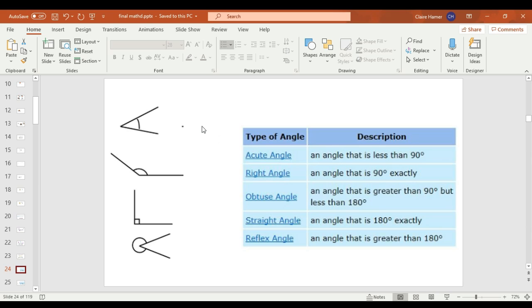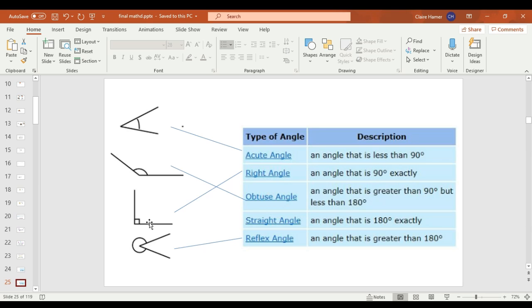Okay, I'm going to show you the answers so you can see how well you've done. So an acute angle is an angle that is less than 90 degrees. So this is an example of an acute angle. This one's an obtuse angle. Obtuse angles are greater than 90 degrees but less than 180 degrees. And 180 degrees is a straight line.